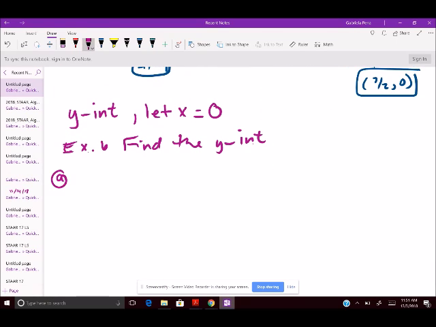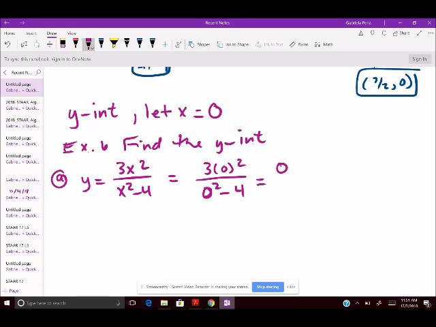I look at A, and I'm using the same example, 3x squared over x squared minus 4. So what do I have to do to find the y-intercept? Put 0 in for x. So 3 times 0 squared over 0 squared minus 4. What is 0 squared times 3? 0. What is 0 squared minus 4? Negative 4. But 0 divided by negative 4 is still what? 0. So this is your y, so my point's going to be 0, 0.